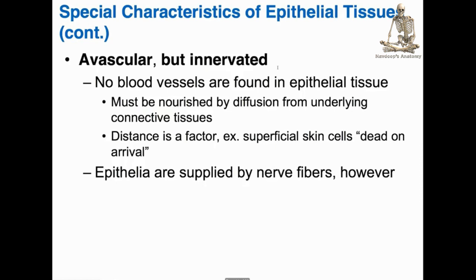So you can say that the epithelia are avascular, but they are innervated, and they are supplied by nerve fibers, because they have to serve as the first line of defense or barrier against the external environment, and they are prone to touch receptors and any sort of thermoreceptors also. So the nerve fibers are supplied to the epithelia, but there is no blood supply.